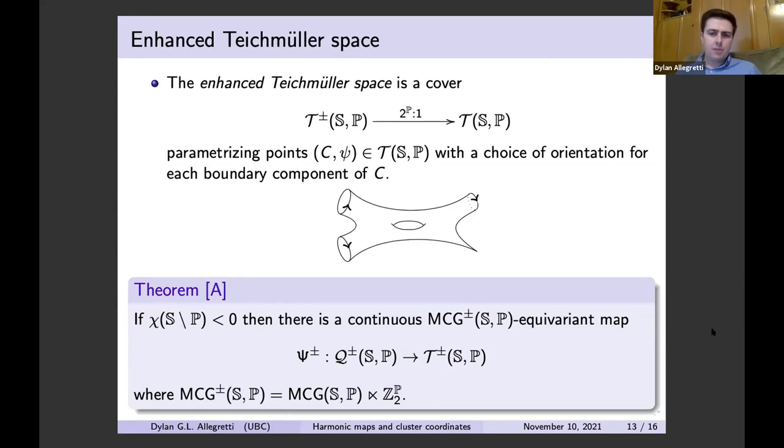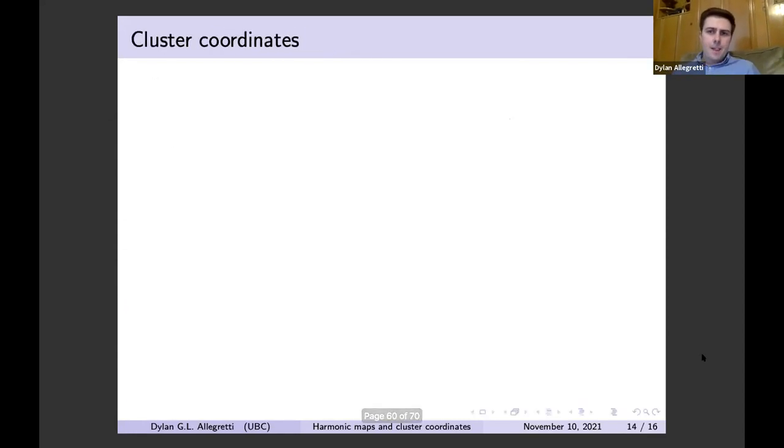So that's some generalization. And now we were sort of led to this by asking what is a meromorphic generalization of this result of Hitchin and Wolf. And actually what we've ended up with here is something quite interesting, because this enhanced Teichmüller space is known to have a cluster structure. So that's the next thing that I'd like to talk about.